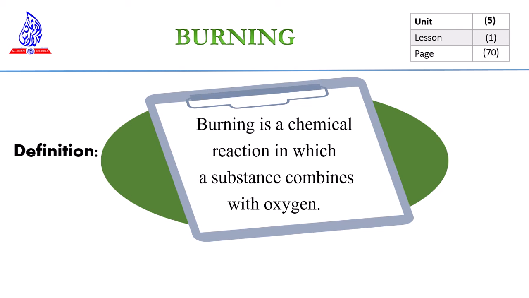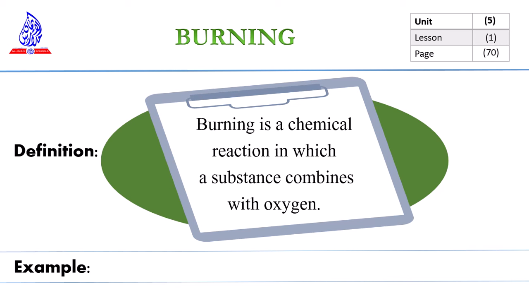In a chemical equation, there are reactants and products. The products have a specific, unique characteristic, not like the reactants. In a chemical reaction, a substance combines with oxygen. So we have two reactants: a substance and oxygen. The substance combines with oxygen to form a new product, not like oxygen, not like the substance, a new substance. These are the definition terms.